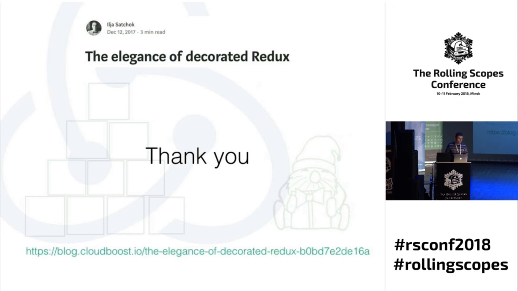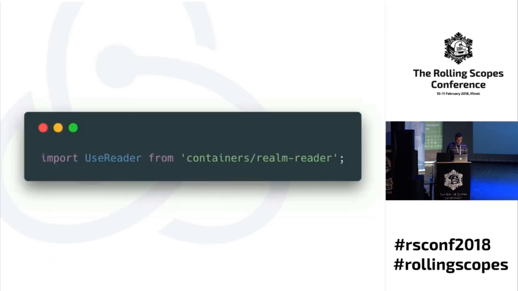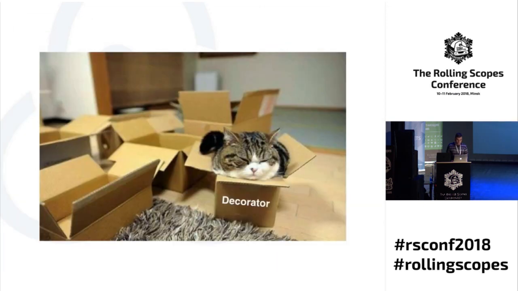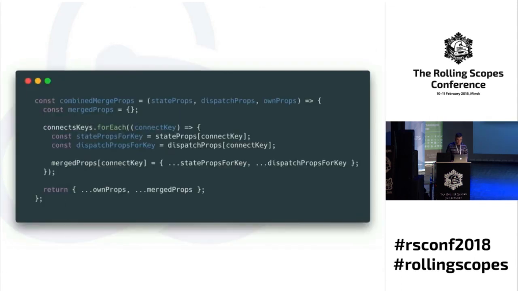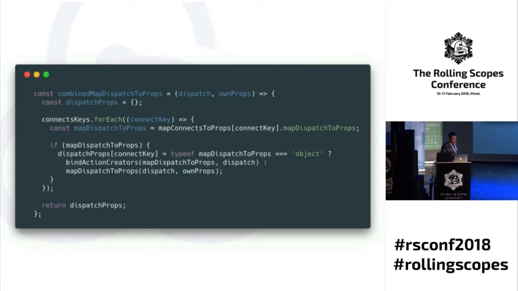Hello, thank you for your talk. I have a question. How do you combine mapDispatchToProps? It's a very complicated function. It can be a function, a function with one parameter, with two parameters. It can be an object. Yeah, for our project we have a different implementation. It's more complex. So this is an example of the basic one, where mapDispatchToProps can be an object or a function. So I show you the basic one. Because of NDA and other stuff, I can't show the real code for our project.